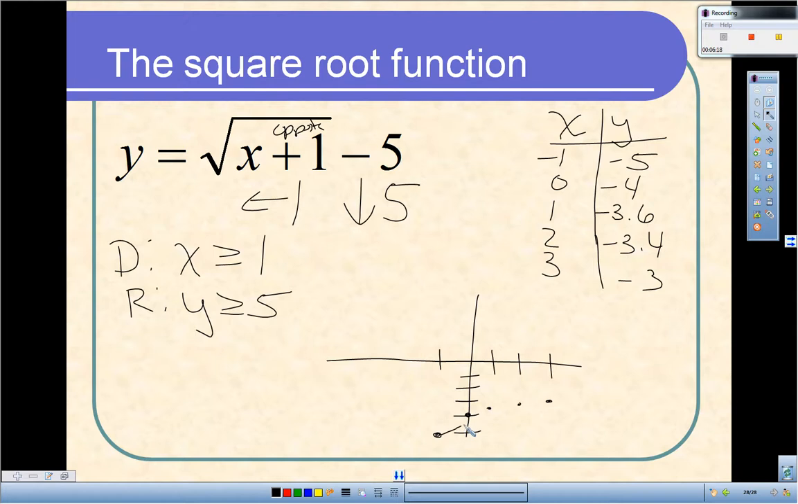Notice it's the same shape, the square root symbol, and then it's just been moved down 5 and left 1. My domain is x greater than or equal to negative 1, sorry, put that negative 1 there. And then my range is y is greater than or equal to negative 5. Helps if I put those signs there.